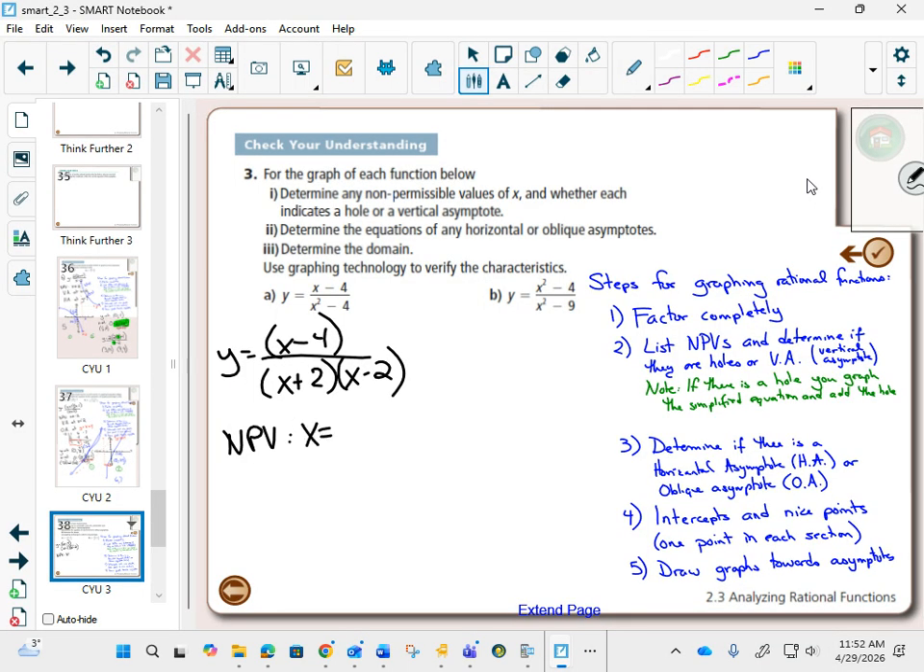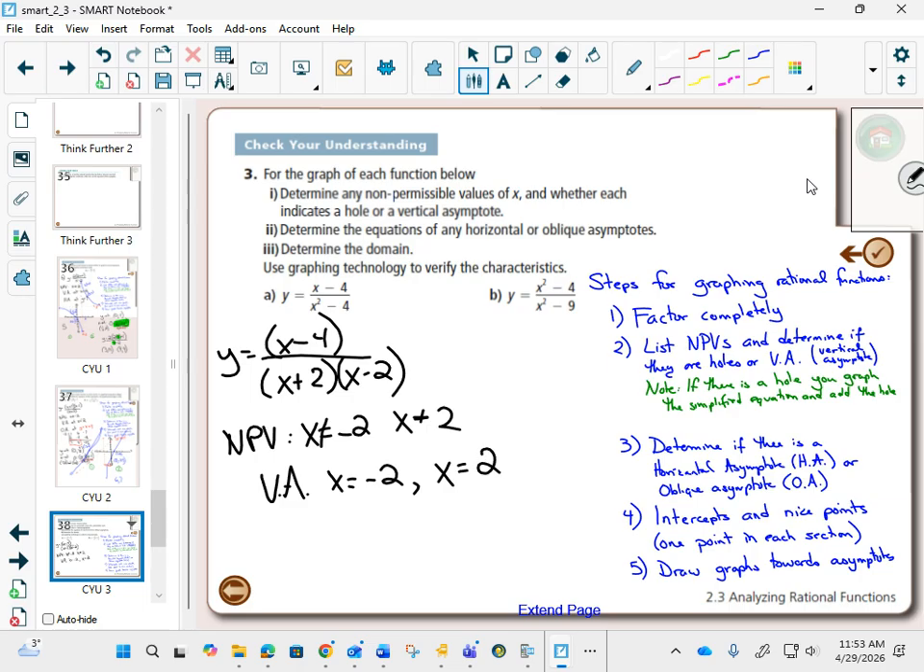All right. x can't equal -2 and x can't equal 2. Those are poles, or vertical asymptotes. They don't cancel out, so I'll have one at -2 and one at +2.